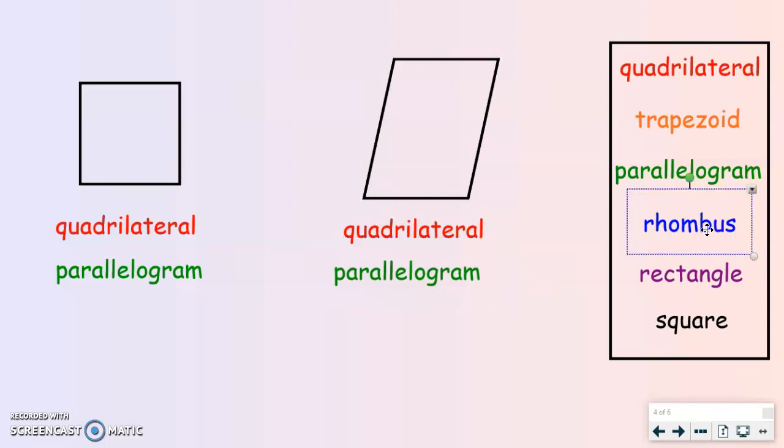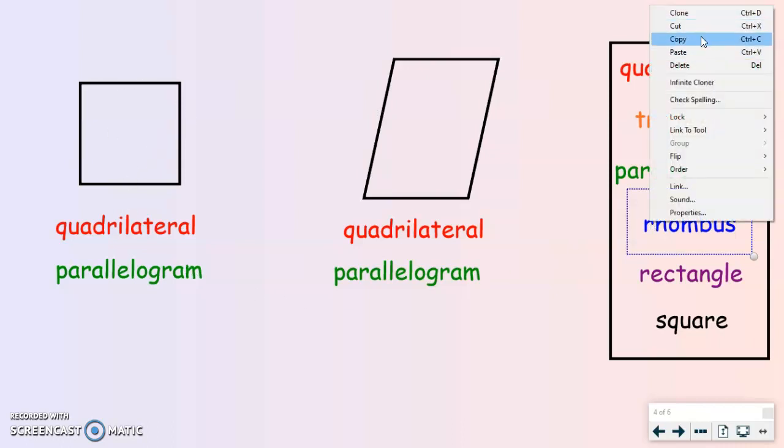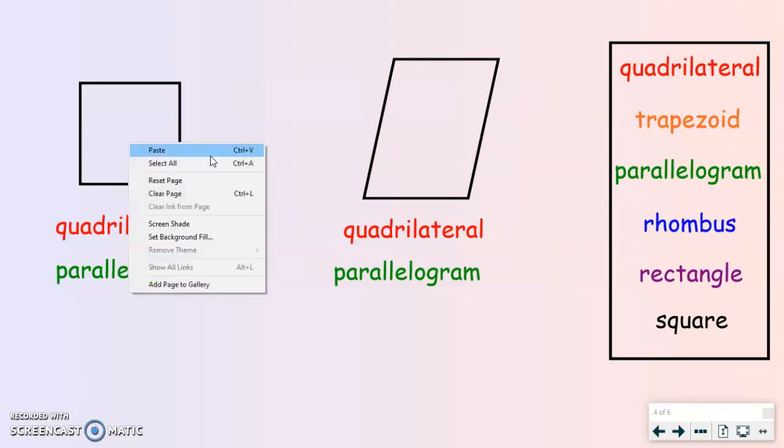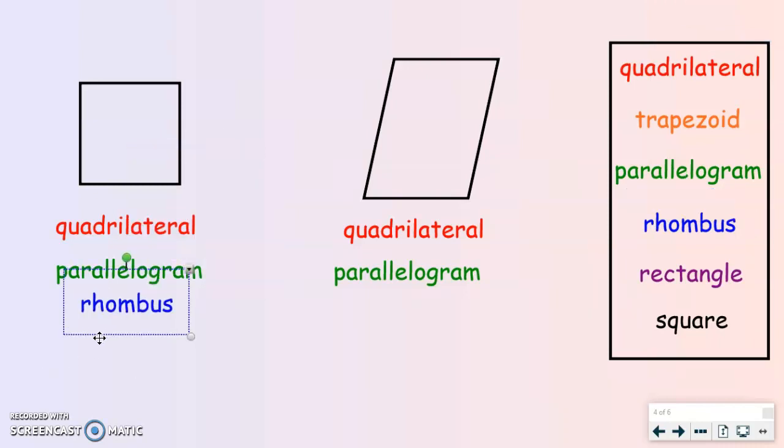Now we have rhombus. A rhombus would be a 4-sided shape with 2 sets of parallel sides with sides of equal length. Well, I can automatically tell that this side and this side are not equal, so that's not going to be a rhombus. However, this definitely looks like it has 4 equal sides, so we can give this one here the title of rhombus. And then all we have left is rectangle.